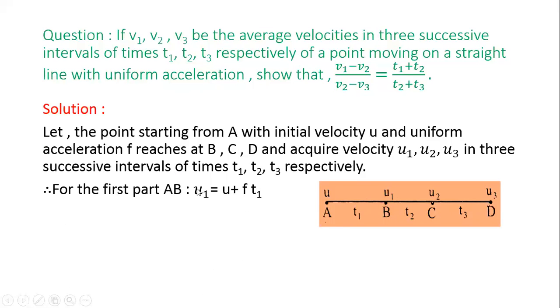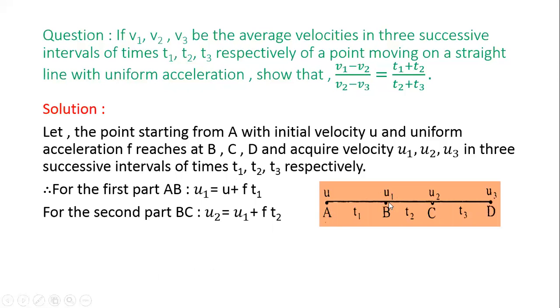For the first part AB, where final velocity is u1, initial velocity u, taking time t1, acceleration f, if we apply here v equals u plus ft, then we get u1 equals u plus ft1.